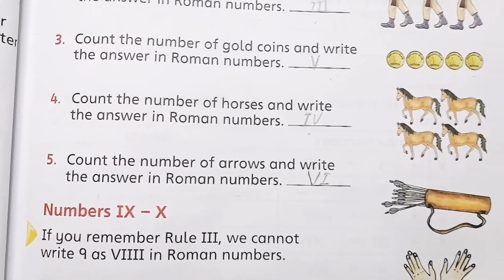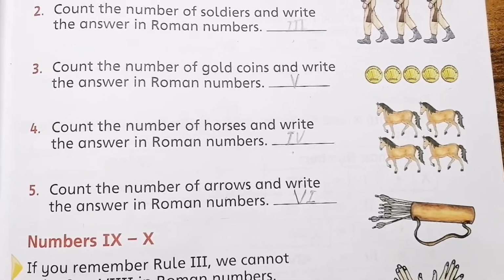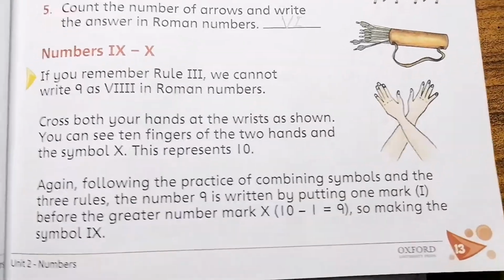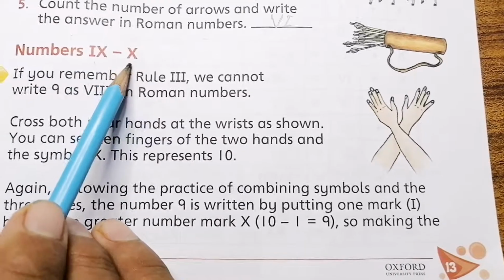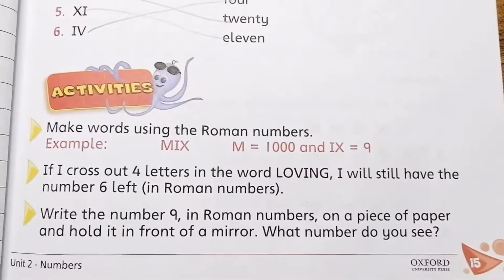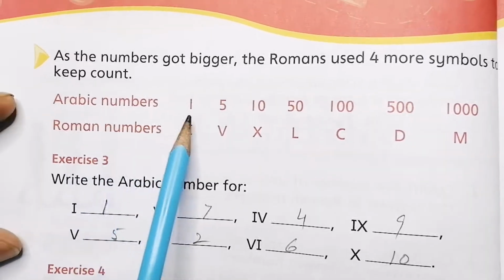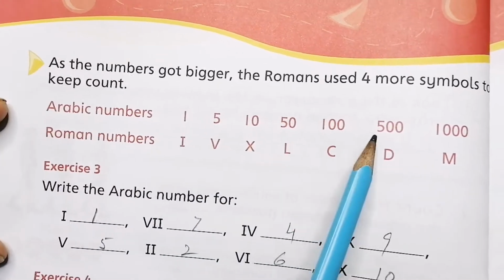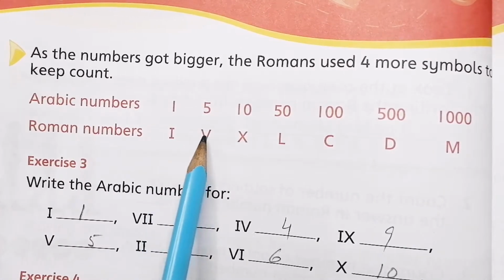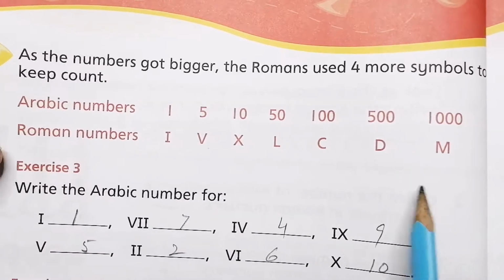Then up to 8 we have studied on the previous page number 12, that counting in Roman and Arabic up to 8, and here now it is given from 9 to 10, right? So 9 we write like this and 10 we write like this, right? So further here is some important information given on the next page, on page number 14, that Arabic numbers 1, 5, 10, 50, 100, 500 and 1000. So 1 is written like this, 5 is written like this, V, X, L, C, D, M. So you have to remember this.